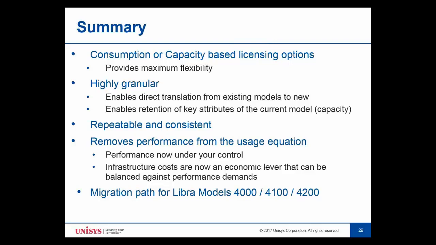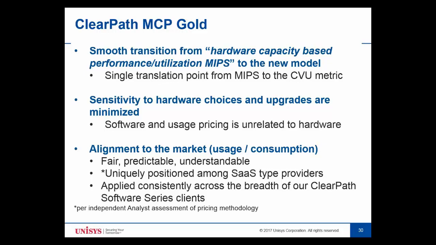So you can choose to run on faster or slower hardware, and this is the migration path for our Libra 4000, 4100, and 4200 users. MCP Gold is a smooth transition from our hardware capacity-based performance utilization MIPS to our new models. It's a single translation point from MIPS to CVUs. We're sensitive to hardware choices and upgrades, and we normalize the MCP utilization based upon the calibration ratio that gets reported back to us.